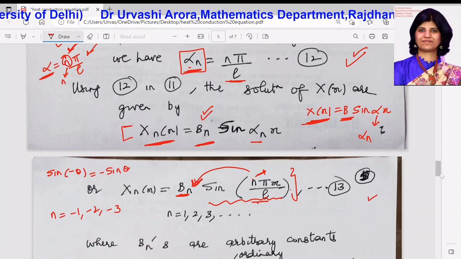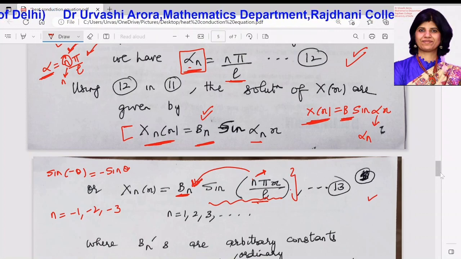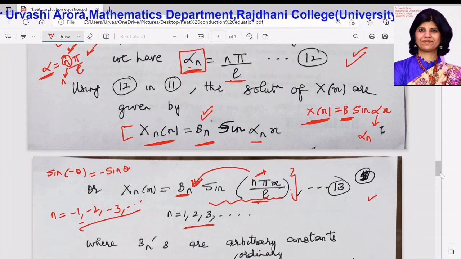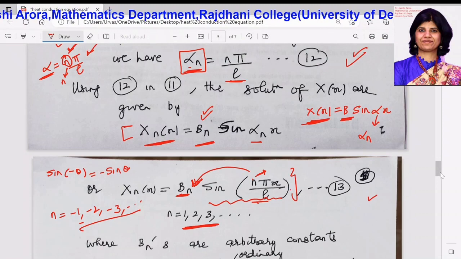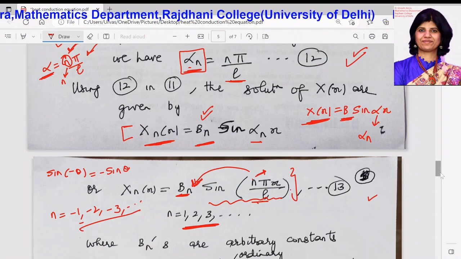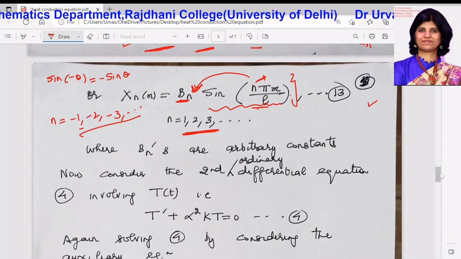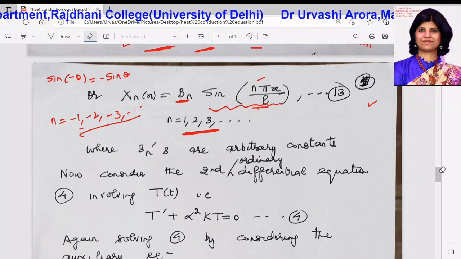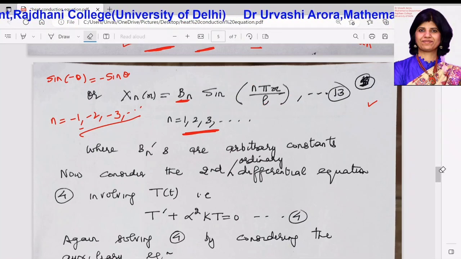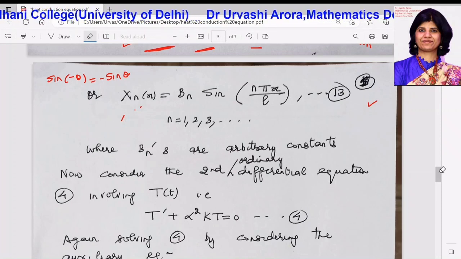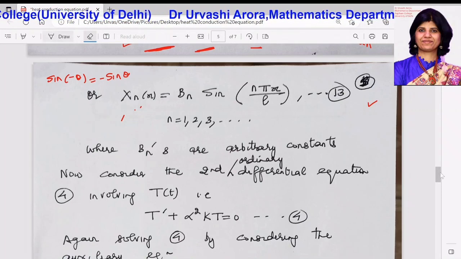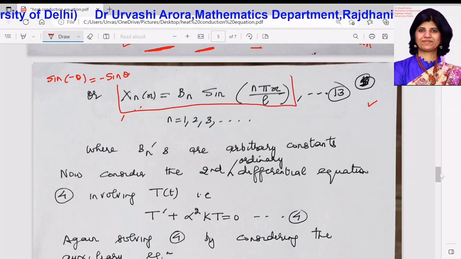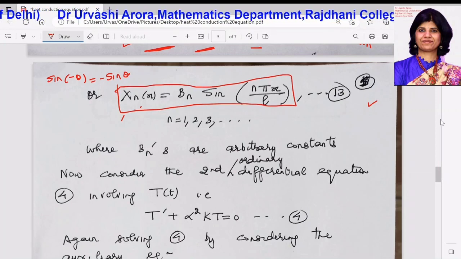So, no new values are obtained, which means there is no need to take n as minus 1, minus 2, minus 3 and so on. These are all superfluous values. They are taken care of when you take n to be 1, 2, 3 and so on. So, here bn are arbitrary constants, and this is the final solution, the final value of Xn. The final value of Xn is given by bn sine n pi x by L, where n varies from 1, 2, 3 and so on. This is the final value of the function capital X, which we have marked as 13.